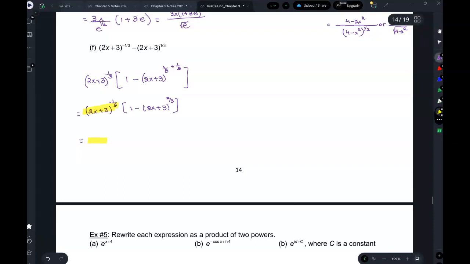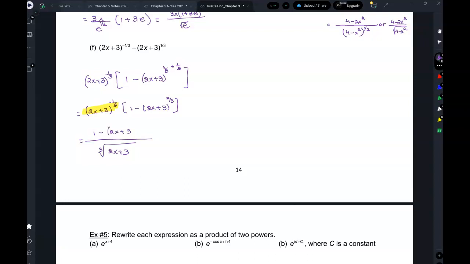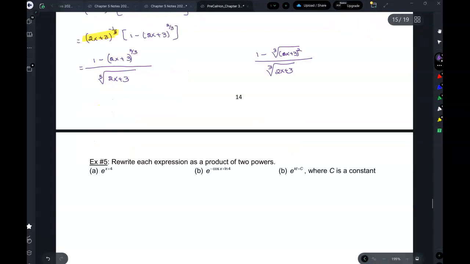Whoops. There's a delay when I'm changing colors. So that moves down. You can write it like this. I'm just choosing to write it like that. You can also write it to the power of 1/3. Here I have 1 minus 2x plus 3. You can put it to the power of 2/3, or it could be 1 minus cube root of 2x plus 3 squared over this. Same thing.